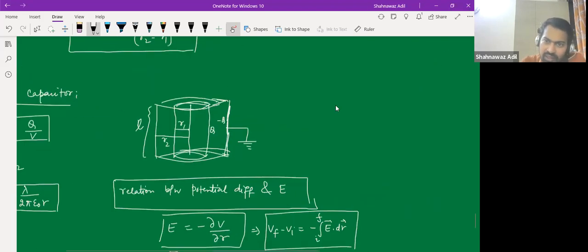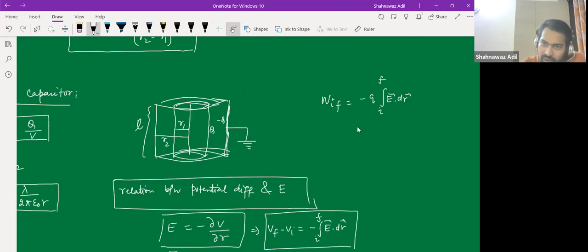We know that work done in bringing a charge from initial point to final point is minus Q E dot dr, from initial to final point. And we also know that work done in bringing a charge from initial to final point is Q times V final minus V initial. So Q cancels, and V final minus V initial is minus the integral from initial to final of E dot dr. Right?